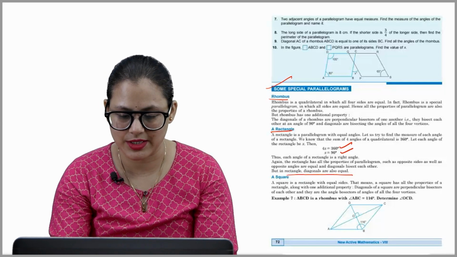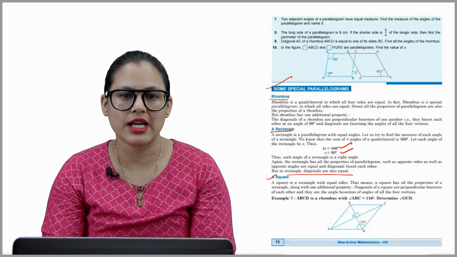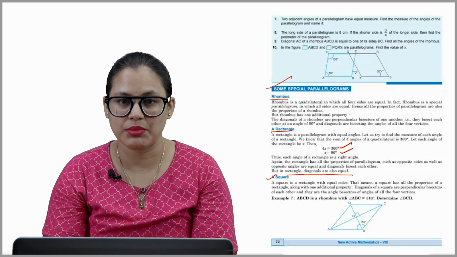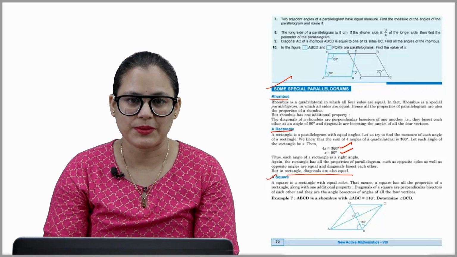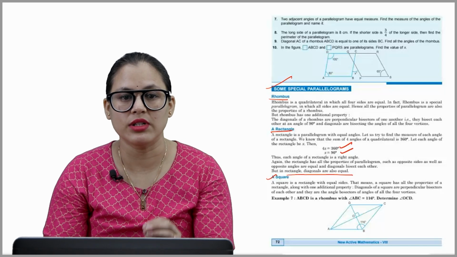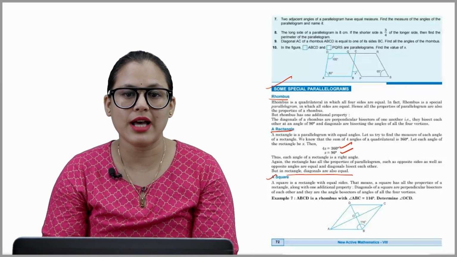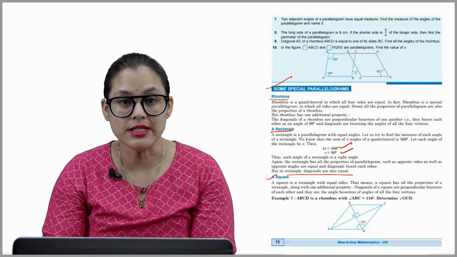Okay. Next, a square. A square is a rectangle with equal sides. That means a square has all the properties of a rectangle along with one additional property. Diagonals of a square are perpendicular bisectors of each other, and they are the angle bisectors of angles of all the 4 vertices.